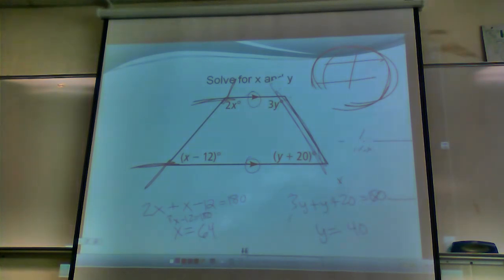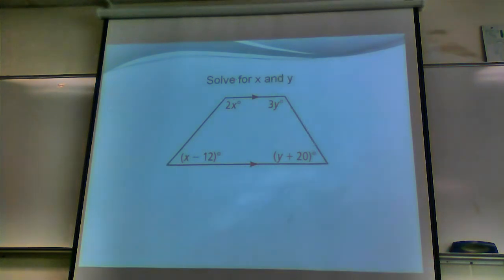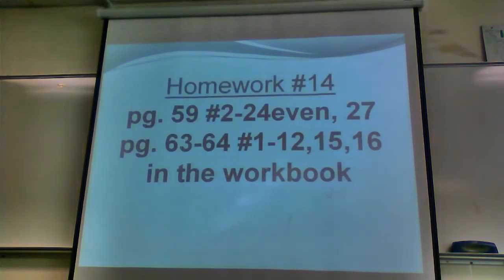So in the problems where you solve for x's and y's, guys, it's just a matter of identifying which pair of angles it is, setting up the problem appropriately, and solving it out like you would in algebra. All right, so that's the work you do tonight. Everything's in the workbook.